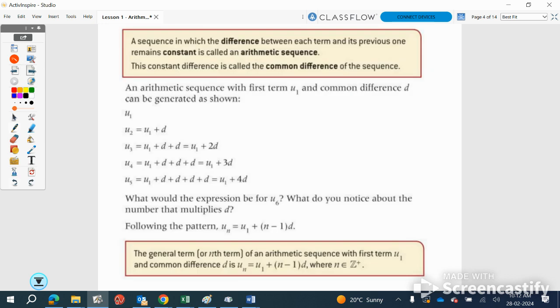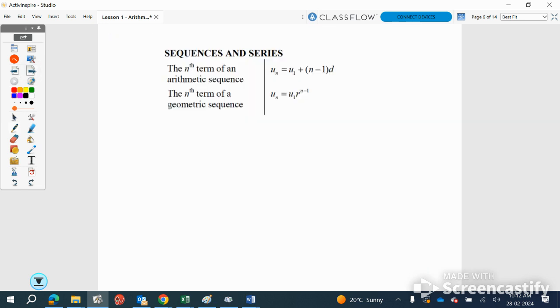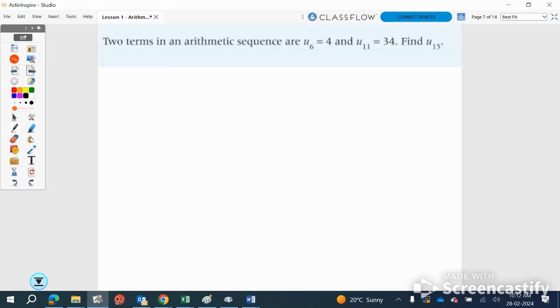So some notes for you if you need to look through when you're doing the homework. A sequence in which there is a common difference is an arithmetic sequence. So U1 is U1, U2 is U1 plus 1 lot of the difference, U3 is U1 plus 2 lots of the difference, and we come up to our formula. A geometric sequence has a common ratio. We have our formula here. And these are how the formulas look on the formula sheet that you'll get in the formula book. Those two formulas. All right, some problem solving.